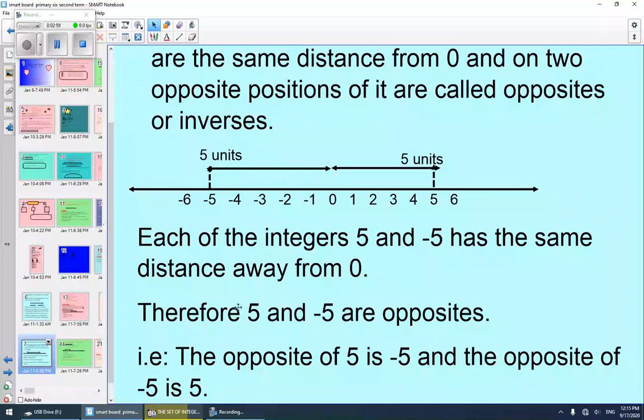The opposite of 4 is negative 4, the opposite of negative 3 is 3, the opposite of negative 2 is 2, the opposite of 1 is negative 1, and the opposite of 0 is 0. Okay?